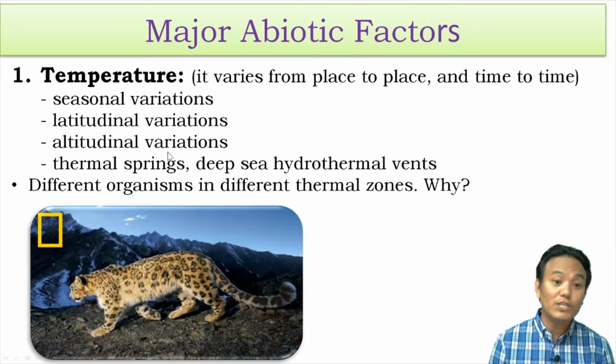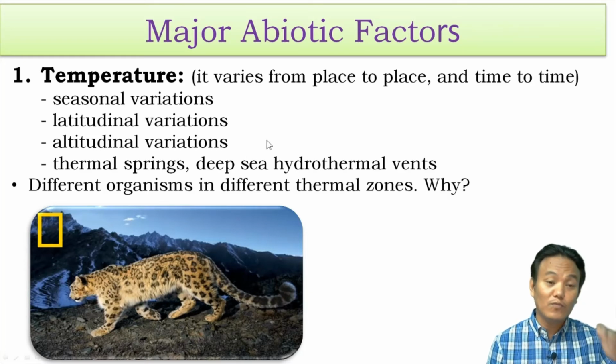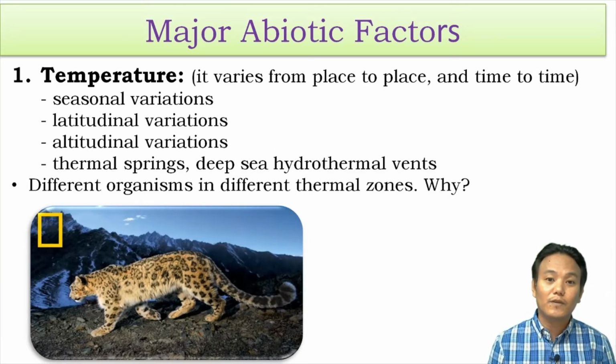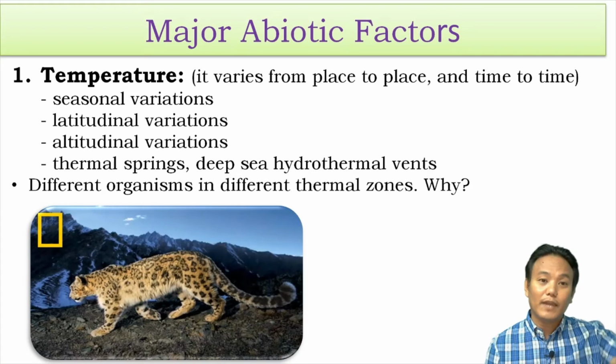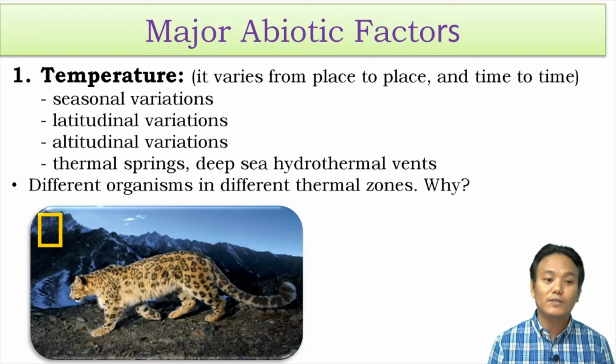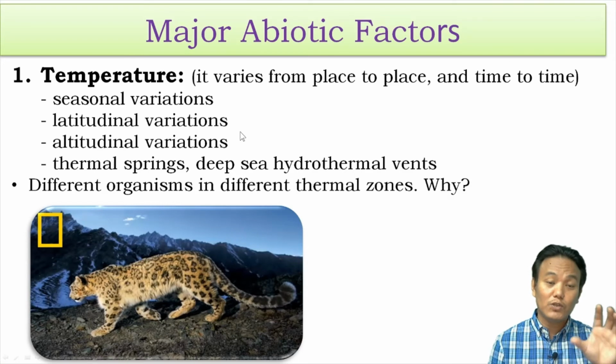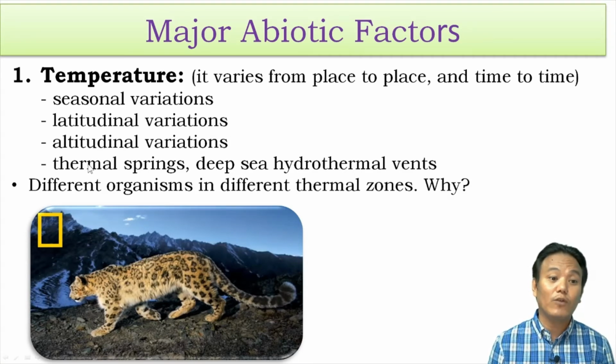And then we have altitudinal variations in temperature, which means as we move towards the mountaintop, towards higher altitudes, the temperature decreases. At the plain, the temperature is high, and as we move towards higher altitude, the temperature can decrease. Apart from these temperature variations, we also have special unique zones where the temperature can go above 100 degrees Celsius. For example, we have hot thermal springs, or deep sea hydrothermal vents where the temperature can go around 100 degrees Celsius.